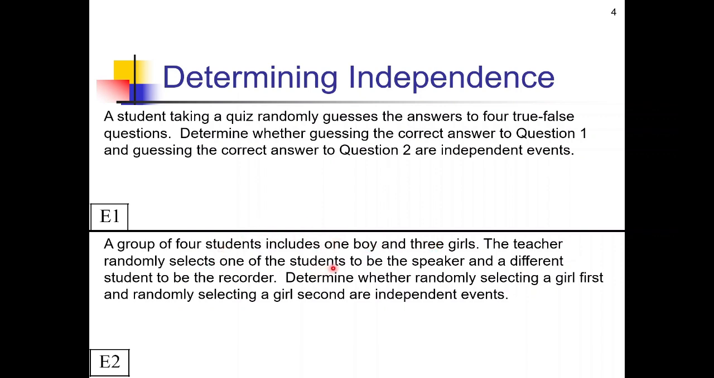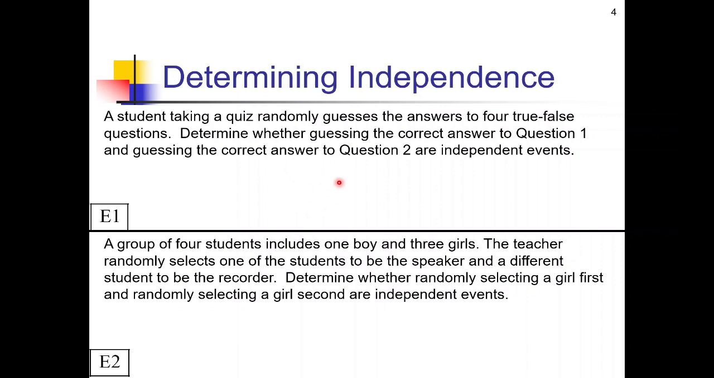And in the other situation, we have 4 students with 1 boy and 3 girls. Teacher randomly selects one of the students to be the speaker and a different student to be the recorder. Determine whether randomly selecting a girl first and randomly selecting a girl second are independent events. So again, the question is, does one event affect the sample space, the possible choices for the other event? Pause the video and try each of these out.